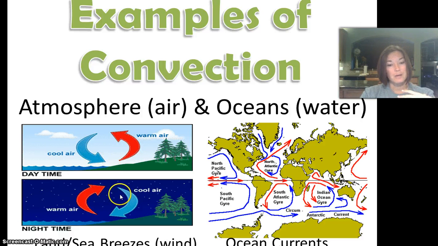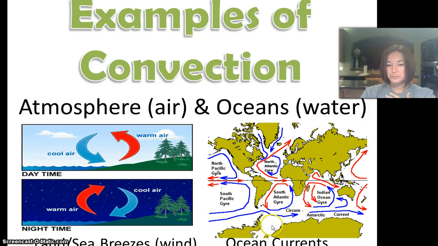Now at nighttime, the air above the land is cooler. And so that cooler air sinks down, goes out over the water where it warms up, becomes less dense, rises up. And you have a reverse in the convection current direction. And so we call this a land breeze because now the air is moving from the land out over the sea. And so we get these winds that are formed as a result of the convection.